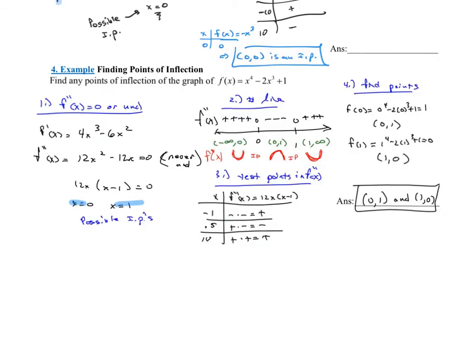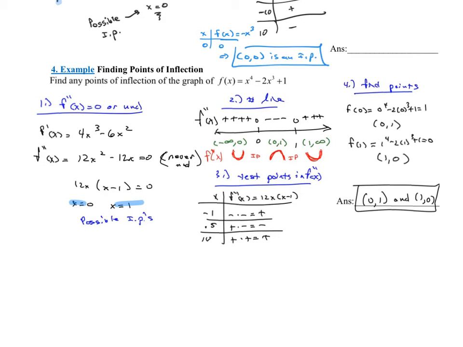So let's look through the next example on this. Again, we wanted to find any inflection points of this graph. Inflection points in concavity, we always look at the second derivative. So what do I do? I find the first derivative using the power rule. The derivative of x to the fourth is 4x cubed. The derivative of negative 2x cubed is negative 6x squared, and the derivative of 1 is 0.